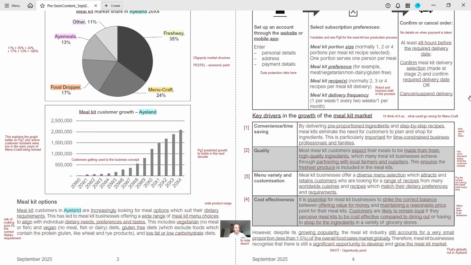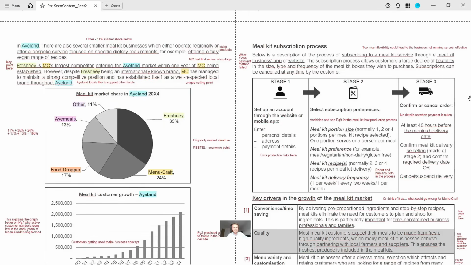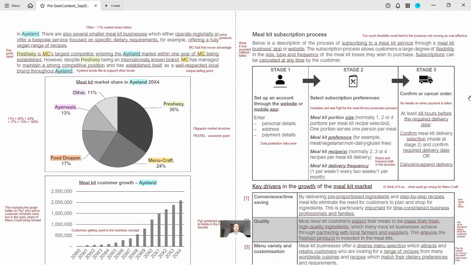fat, low carbohydrate. The other flip side to this, that yes, it's a major SWOT analysis advantage, offering a wide product range. However, there is a risk of making sure that you've got all these different dietary requirements. It could be a sort of legal factor when it comes to a PESTLE analysis as to what if there was some cross-contamination, that the meal kit options have to be dealt with correctly. And that nicely leads us on to the top right now, where we have the meal kit subscription process.